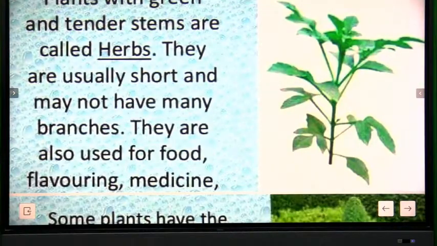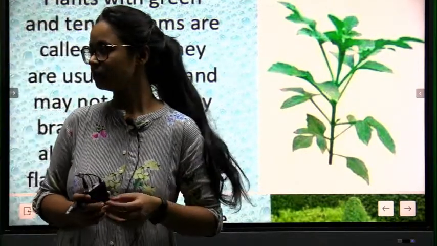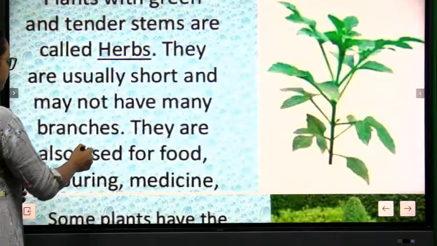The soft green part of the plant is called herbs. They are usually short and may not have many branches. They are also used for food flavoring and for medicines. They are the soft kind of plants. We are just recalling the chapter.